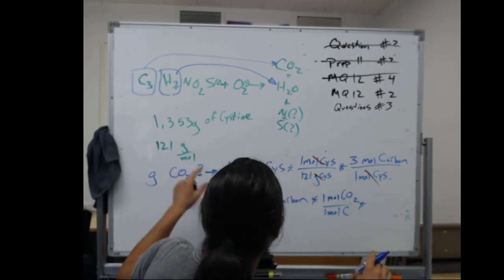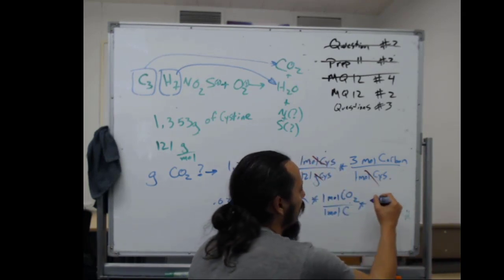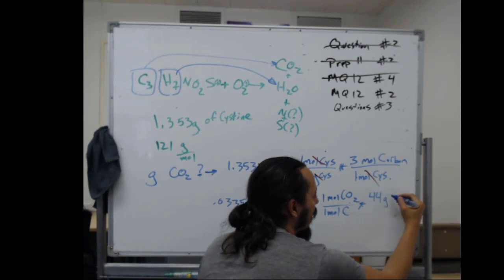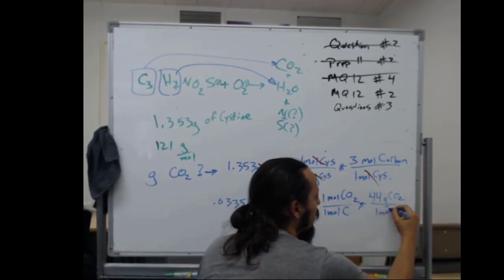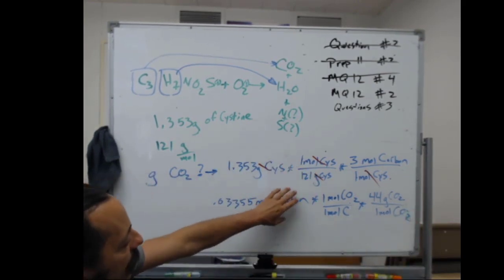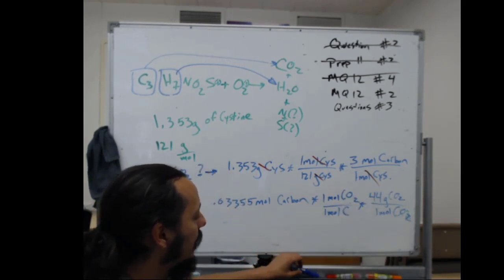We're looking for the mass of carbon dioxide. So I'm going to multiply. I have been using this number a lot today, so I just remember that there's 44 grams of CO2 for every 1 mole of CO2. So in this situation, the moles of carbon cancels out, the moles of CO2 cancels out, and we're going to get grams of CO2.